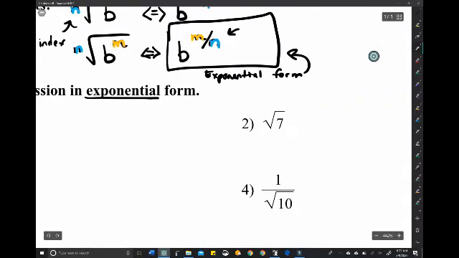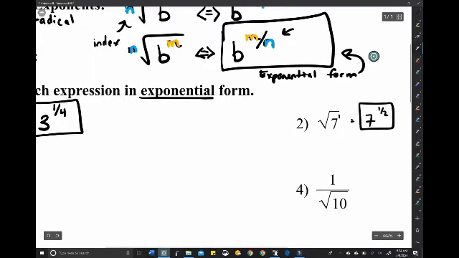Okay, what about square root of 7? Square root of 7, so just remember there's an imaginary 2 here. So really it's just 7, there's a 1 in there, the 1/2, and you're done. If you don't see an index, it just defaults to 2. So 7 to the 1/2.